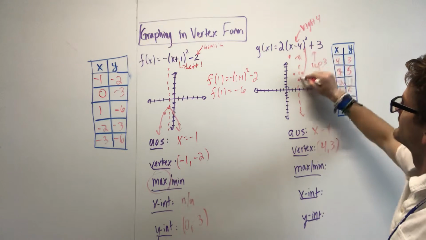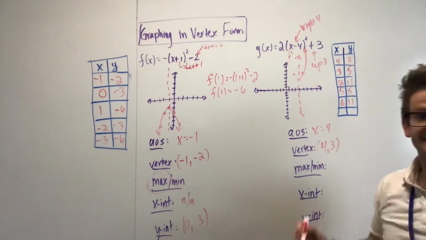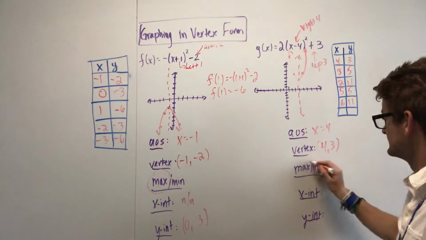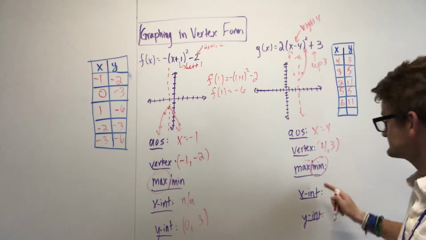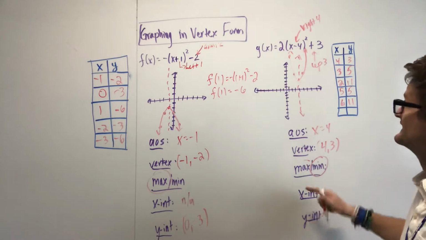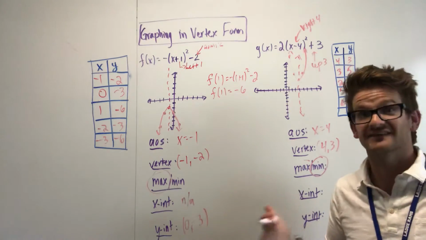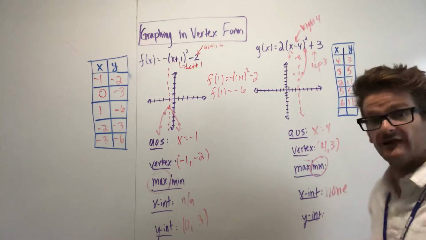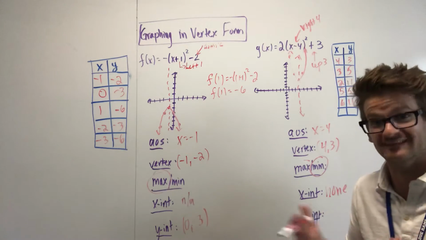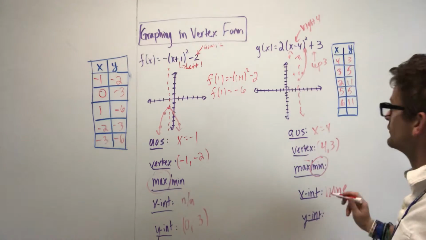Taking this and now drawing my function, this is the lowest value. The vertex is the lowest, so it is going to be a minimum. The x-intercept: this one again does not have x-intercepts. It does not hit the x-axis. If it did, we would list those. So we're going to write none. Sometimes they will have one solution or two solutions, hitting the x-axis one or two times. This one has none.